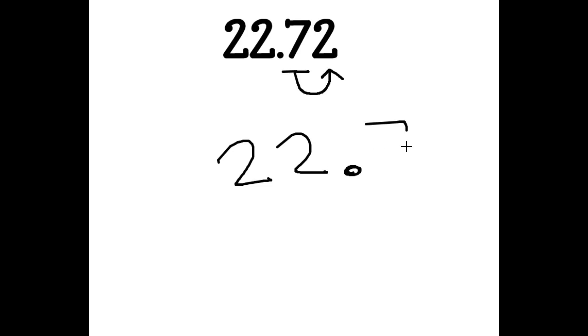Here I have 22 and 72 hundredths. Again, I'm going to round it to the tenths place. So I underline what's in the tenths place, which is a 7, and then I look to the right to see what's in the hundredths, which is a 2. That 2 is going to make the 7 stay a 7. So my final answer will be 22 and 7 tenths.